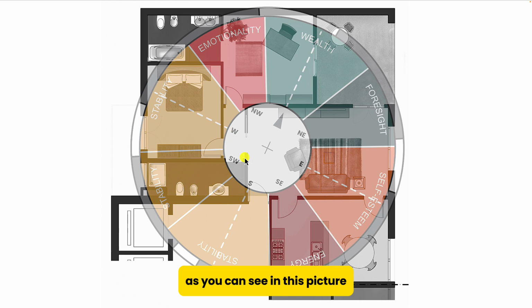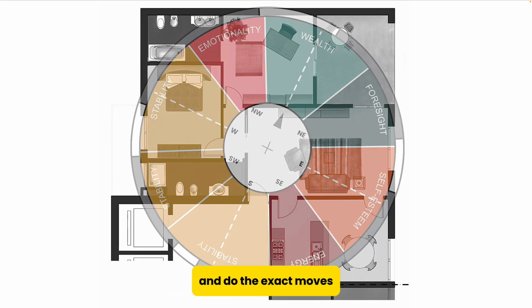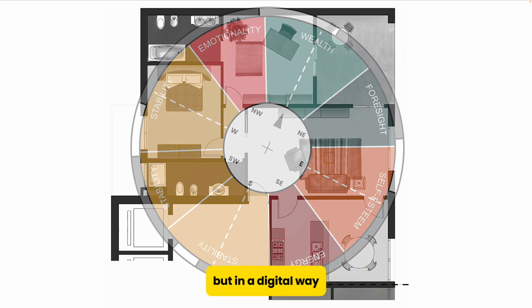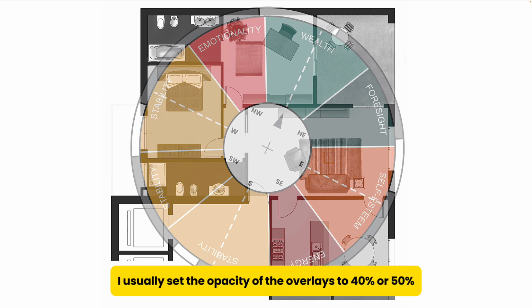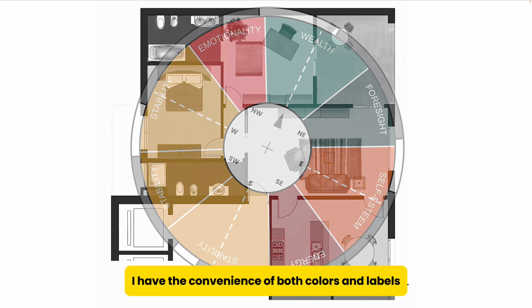As you can see in this picture, you need to overlay the Vastu Compass and the Google Maps screenshot directly on the oriented floor plan and do the exact moves we have seen in the transparency glass method, but in a digital way. I usually set the opacity of the overlays to 40 or 50%. With the digital orientation, I have the convenience of both colors and labels. In this way, the oriented floor plan is much easier to read.